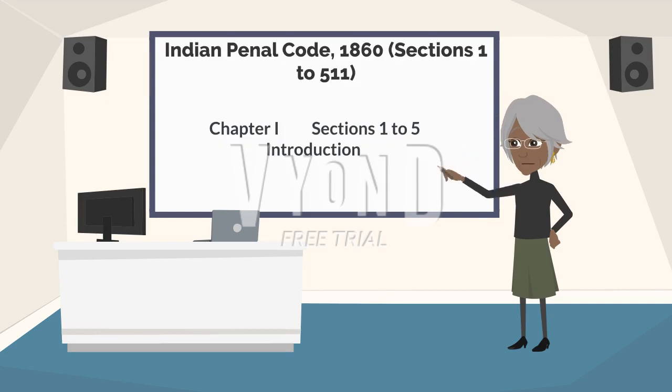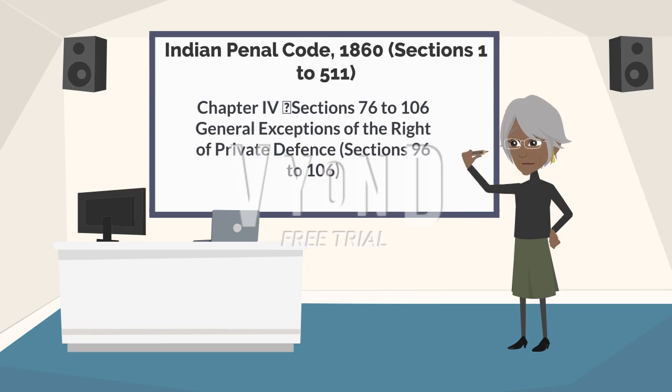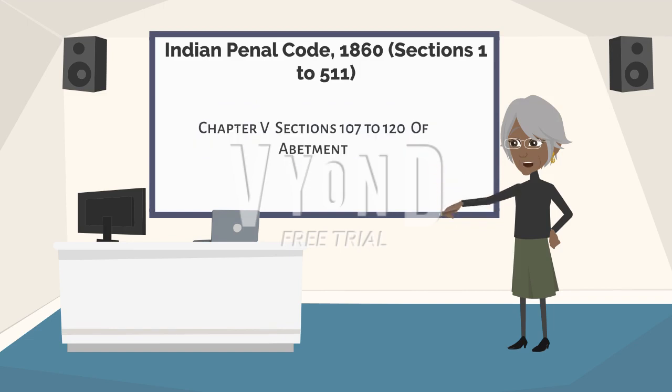Chapter 1, Sections 1 to 5: Introduction. Chapter 2, Sections 6 to 52: General Explanations. Chapter 3, Sections 53 to 75: Of Punishments. Chapter 4, Sections 76 to 106: General Exceptions, including the Right of Private Defense, Sections 96 to 106. Chapter 5, Sections 107 to 120: Of Abetment.